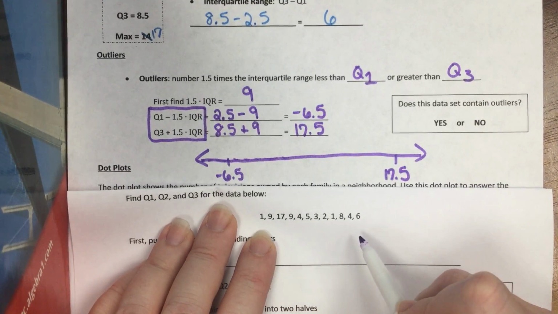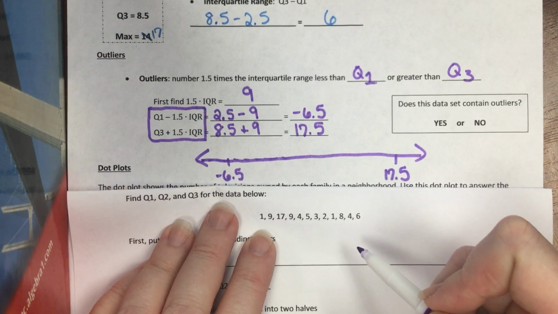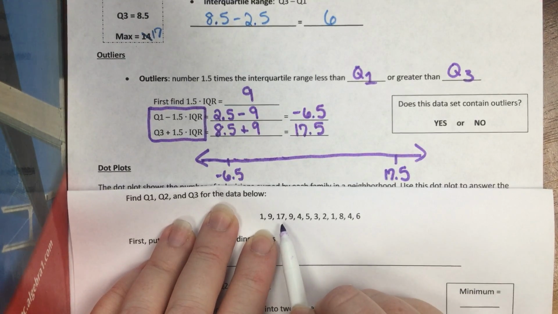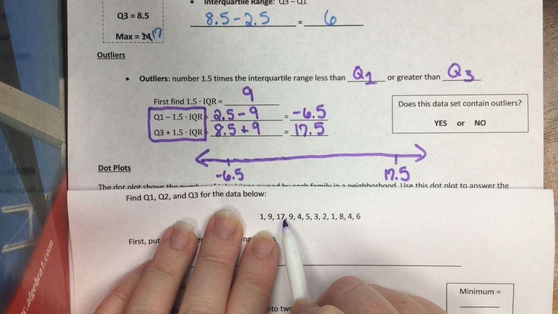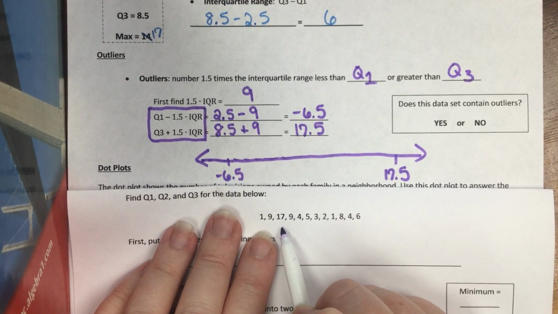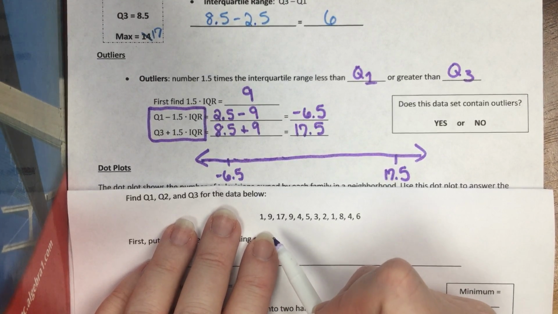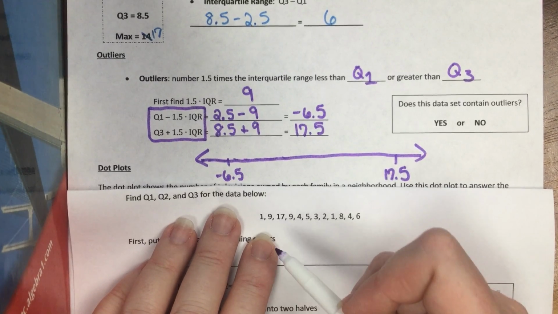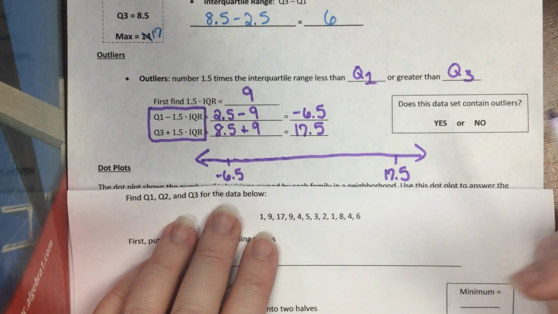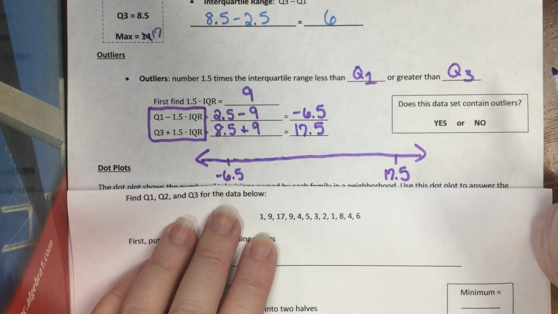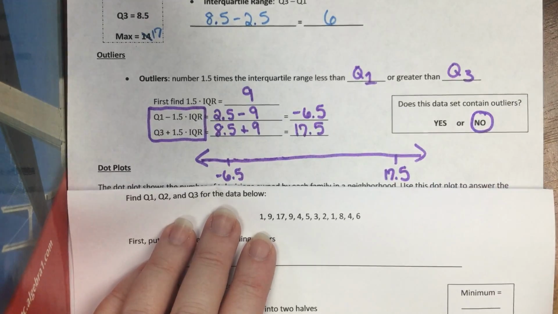Do we have any numbers that are bigger than 17.5? And we don't. We're really, really close. 17 is almost an outlier, but it's still within the fence. So if we're using my backyard analogy, it's standing there looking over the fence longingly at the rest of the yard far away. It wants to jump the fence and play, but it's not there yet. So for this one, we don't have any outliers in this data set.